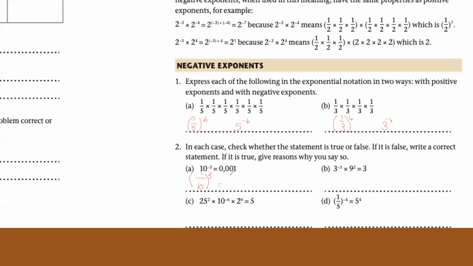Now if you're going to work it out, 1 to the power of 3 is 1. 10 to the power of 3 is 1,000. If you write that out as a decimal, it is 0,001. So that is then true. And your calculations to work it out can also function as your reasoning. Then the next one.